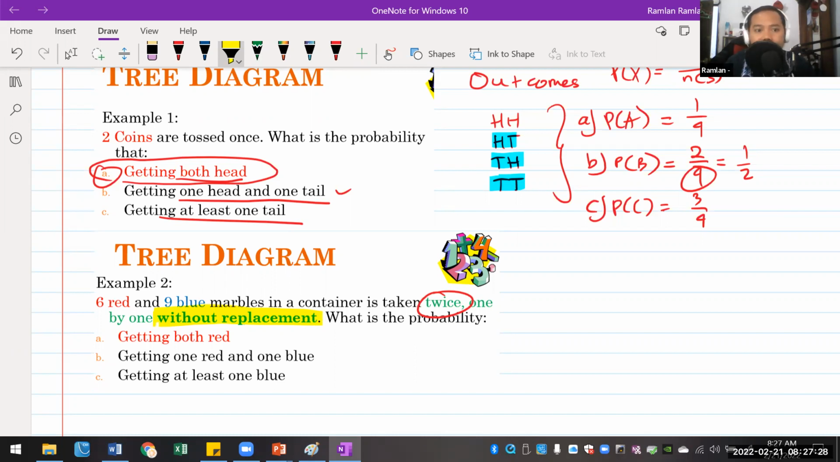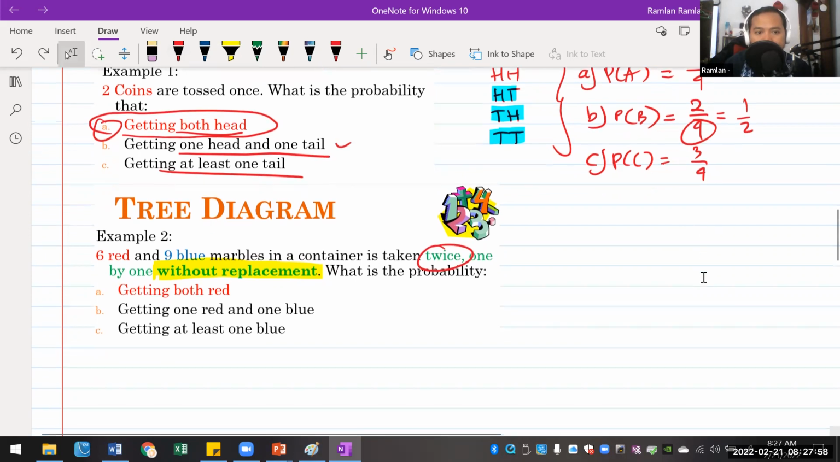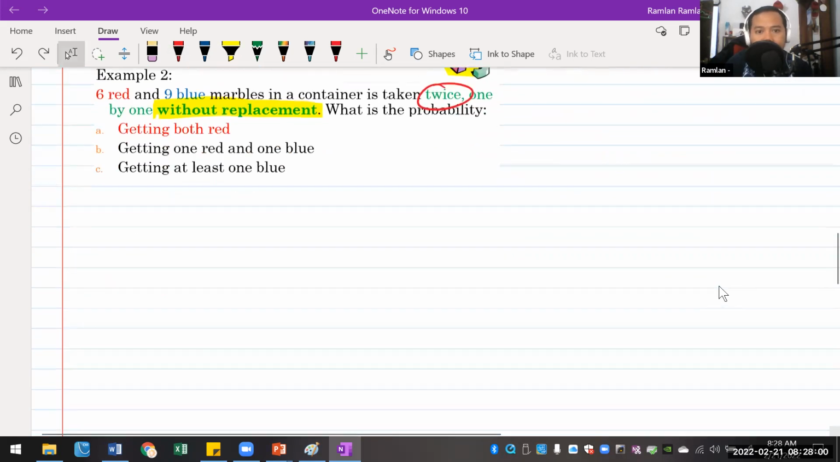Because we have this keyword over here, without replacement. The question is, what is the probability of getting both red? So again, you can have red, you can have blue, but in here you can't make a table because we have 6 red and 9 blue. It will be a lot of outcomes. Instead, we're going to use the tree diagram for this one.